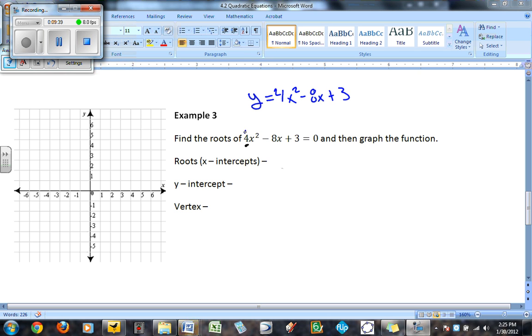So let's go ahead and multiply 4 times 3. You multiply the first and last terms, and that is 12. What we're going to do is replace this middle term with two terms that multiply to be 12 and add up to be negative 8. This sign always, if it's a plus, tells me that the signs are the same.